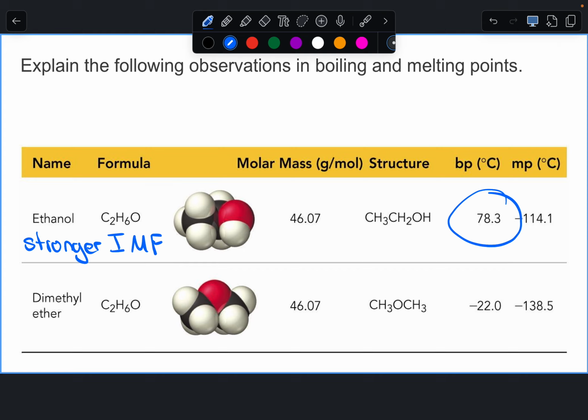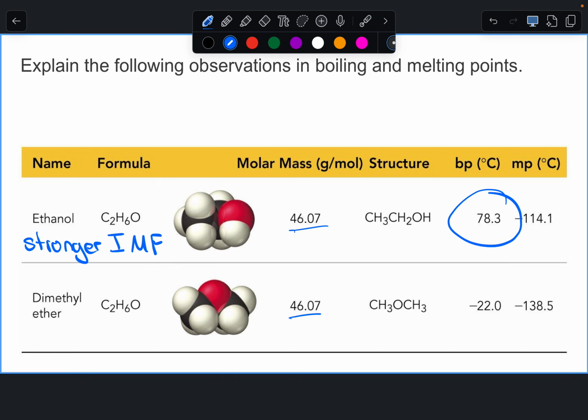Okay, so now let's identify why that might be. First of all, notice that they have exactly the same mass. That's because they have the same number of carbons, hydrogens, and oxygens. These two are just isomers of each other, meaning they have a different arrangement of how things are bonded. On the bottom, you've got the oxygen stuck in the middle between the two carbons. The one above, they're kind of in a row, and the oxygen's on the end with a hydrogen.